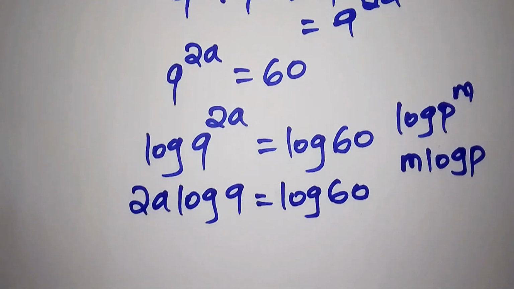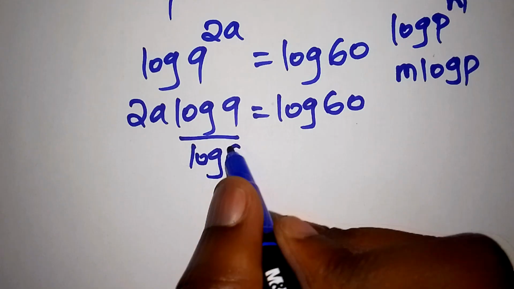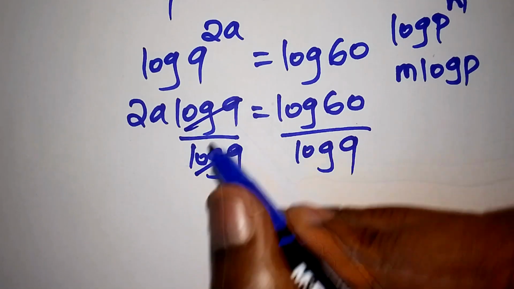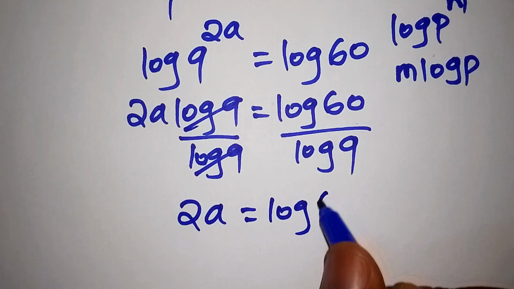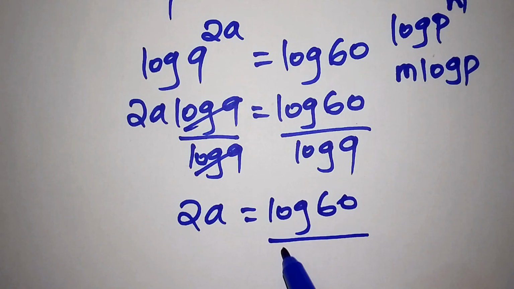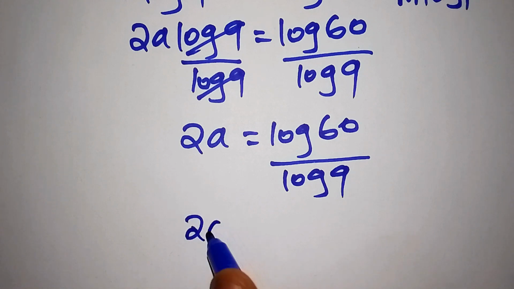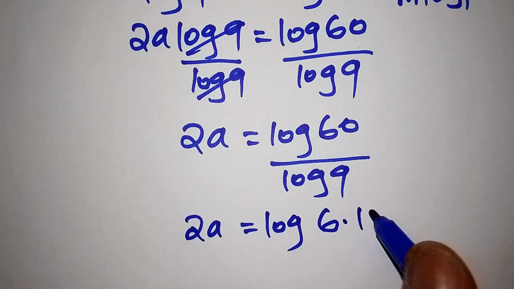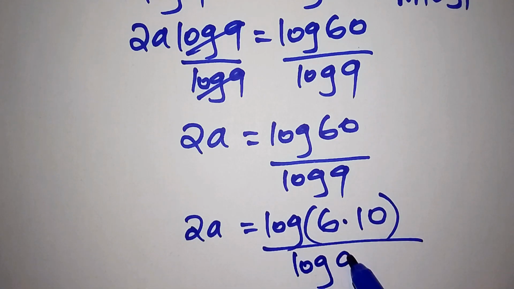From here we shall divide both sides by the log of 9. So divide by the log of 9, then divide by the log of 9. The log 9 and log 9 cancel, so that 2a is equal to the log of 60 all over the log of 9. Now we can go ahead and simplify that. The log of 60 can be worked out as the log of 6 multiplied by 10, all over the log of 9.